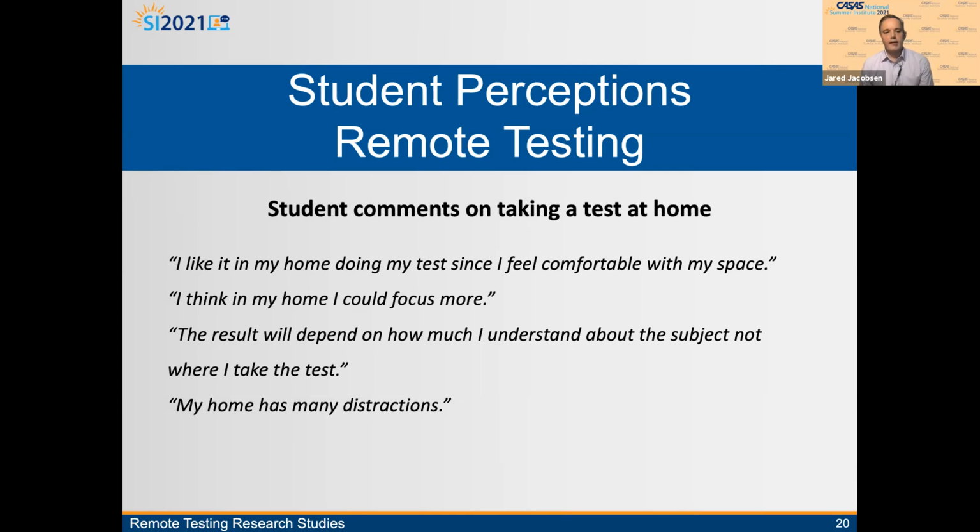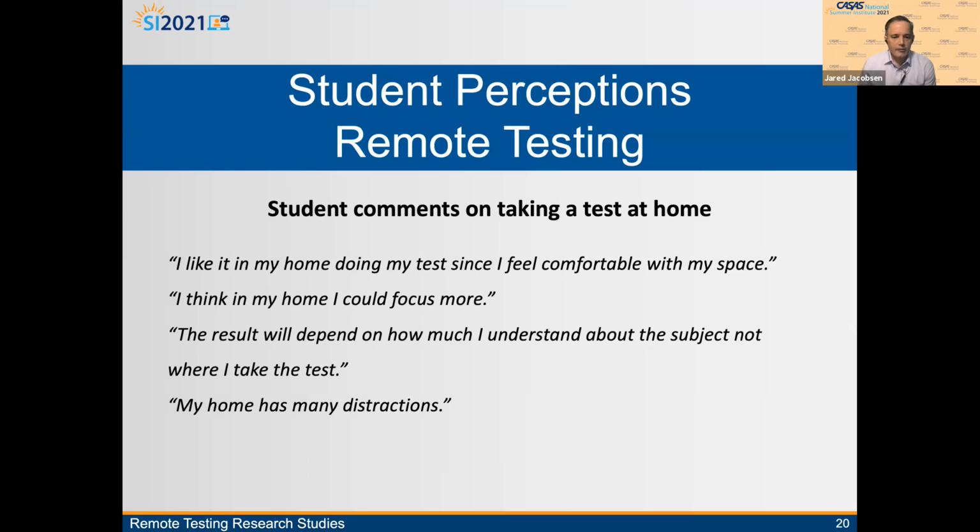Now, obviously there can be some issues on test performance based on where a test is taken, based on distractions, and based on not having consistency in the testing environment. So while we know that happens, I think it's good to go into the test with this attitude that I am going to do on this test based on how much I know and how much I'm able to demonstrate as opposed to my environment, although we know that environment can definitely have impact on performance.